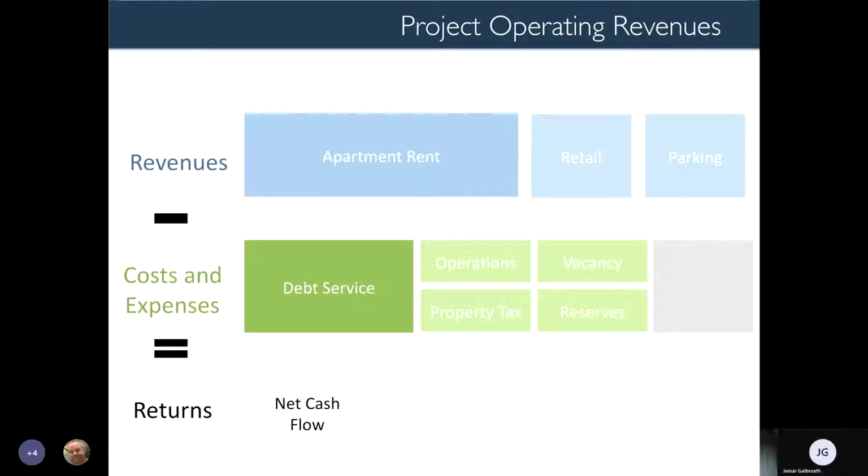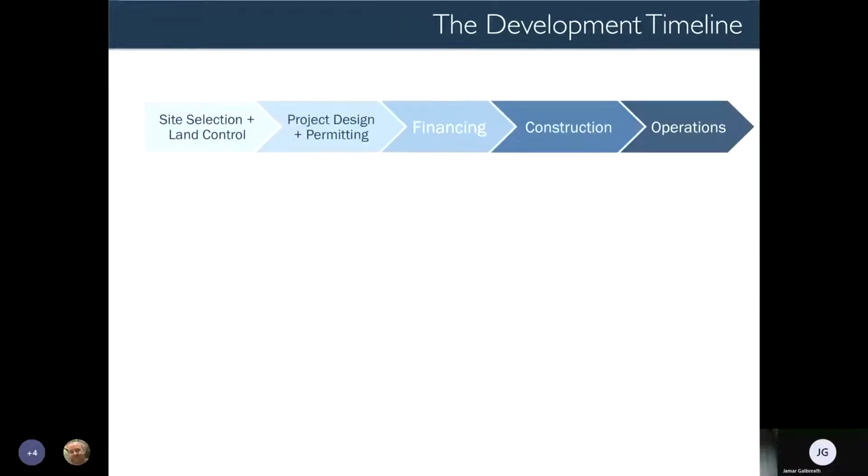And if you're lucky, you have this lovely little gray box over here that gives you some net cash flow, which you can use to then pay off the cost of your equity and to kind of keep this thing flowing and maybe get some returns to yourself as a developer as well.